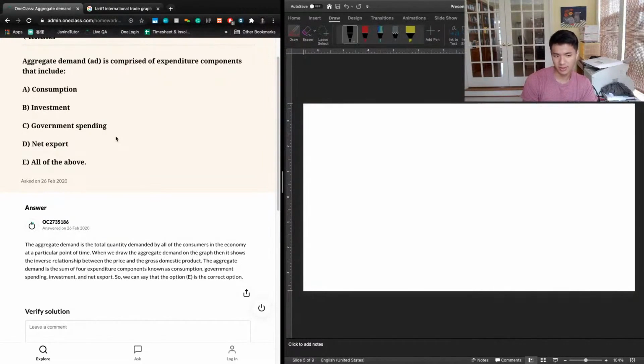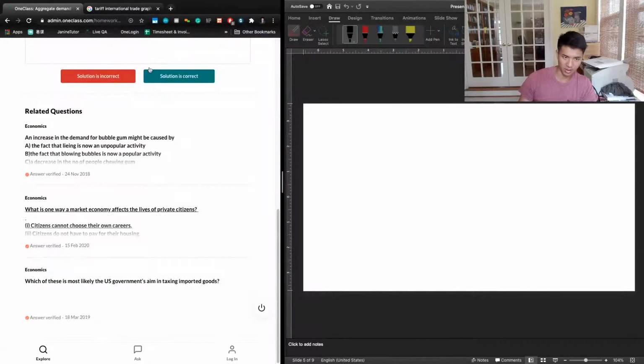The previous tutor said that aggregate demand is the total quantity demanded by all the consumers in the economy at a particular point in time. When we draw the aggregate demand on a graph, it shows the inverse relationship between the price and the GDP. Aggregate demand is the sum of 4 expenditure components known as consumption, government spending, investment, and the net export. So you can say the option E is the correct answer.